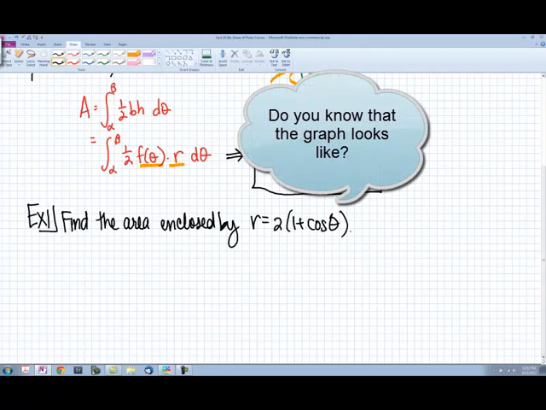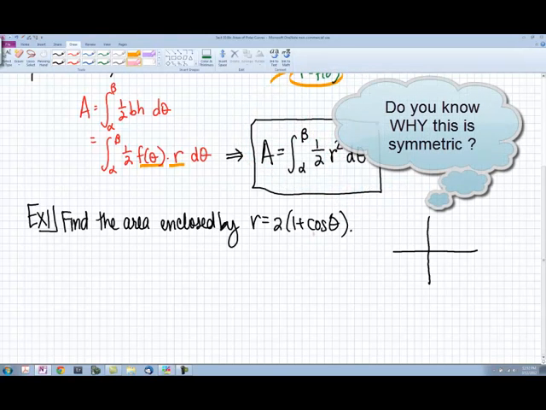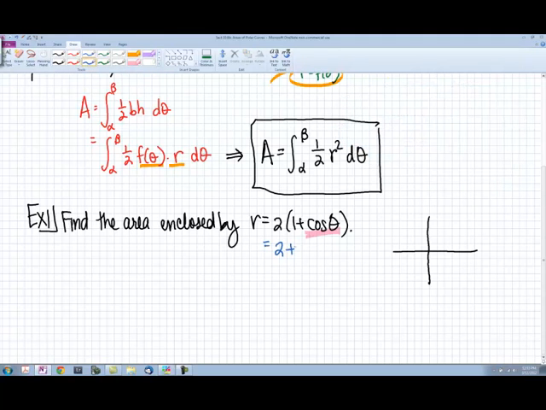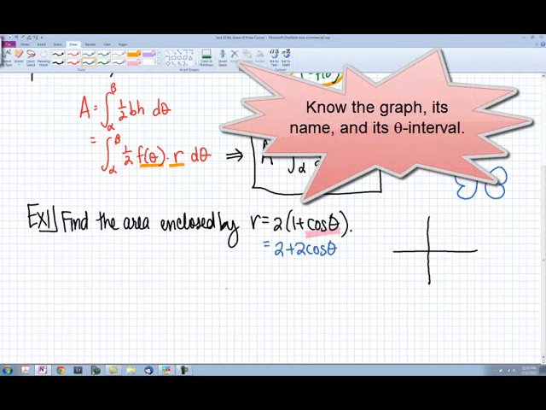cosine theta. So this is a question that you're given. This function has first order of cosines in it. So that means it's symmetric top and bottom. This, if I multiply it out, is 2 plus 2 cosine theta, which I know to be a cardioid. Your theta interval is going to be from 0 to 2 pi.